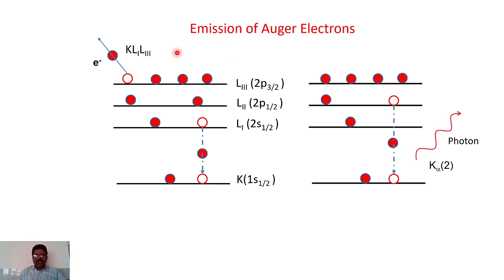I will explain with this particular example, how the Auger electrons are given out. Now, as I have told you, the way the characteristic X-rays are produced. See here, this is the K shell of a particular target atom. This is the L shell.